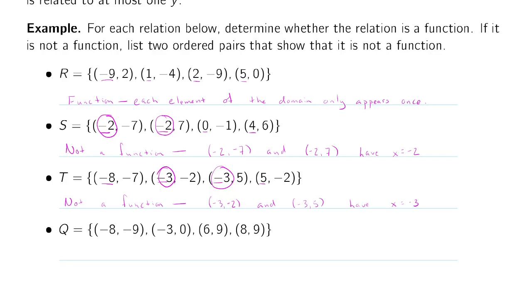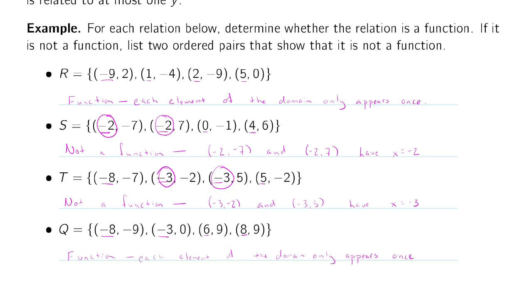Last one, let's look at this relation Q. We have in the domain -8, -3, 6, and 8. Okay, those are all different numbers. And so we see that this is a function because each element of the domain only appears once.